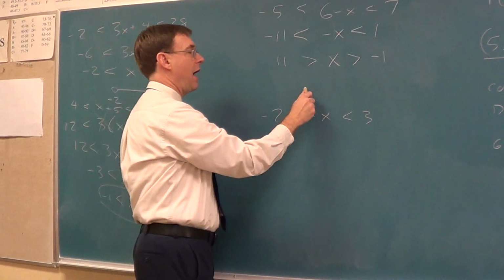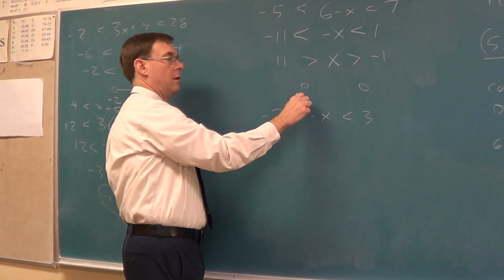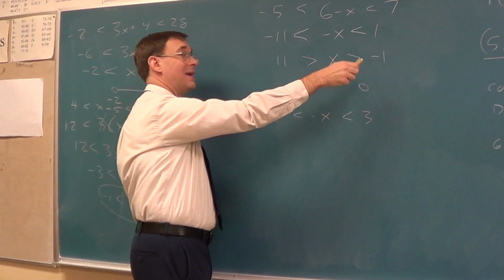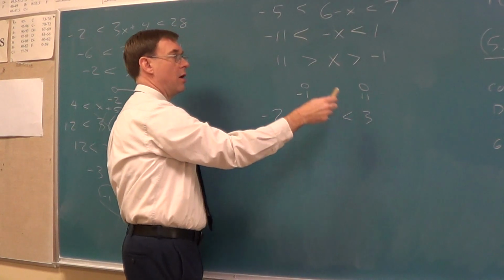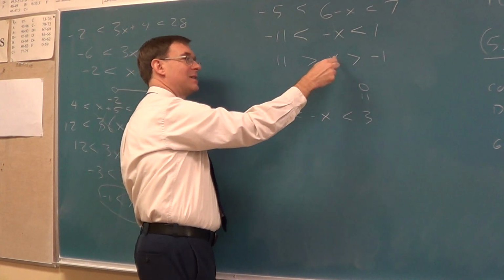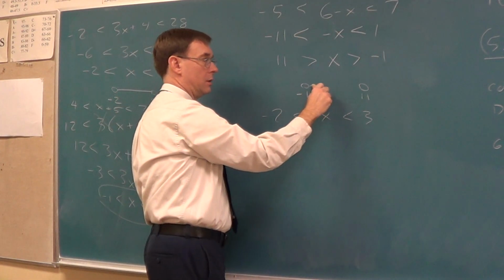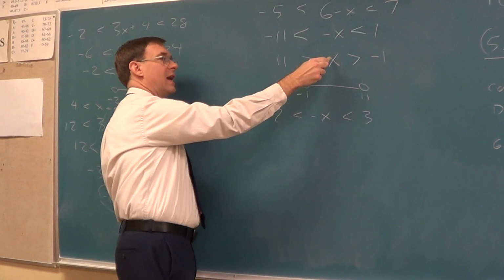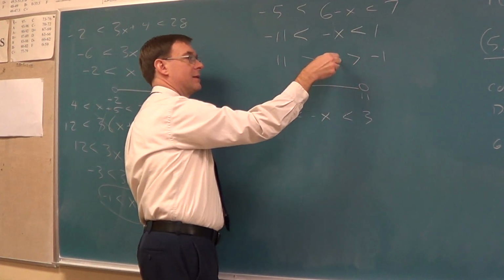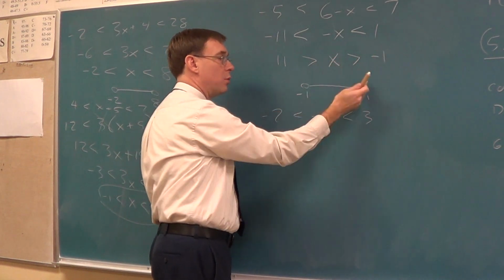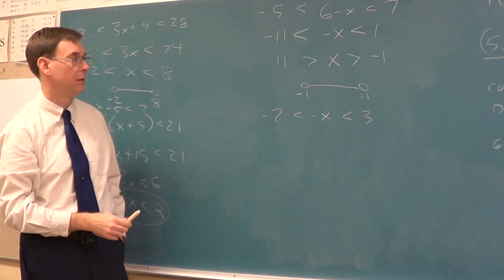If I wanted to do a graph, who would go over here? -1 because it's smaller. 11 because it's bigger. This is still telling you that x is in between those numbers, and I'd still connect the dots. This is saying x is under 11, so we're keeping under 11. This is saying x is more than -1, we're staying to the right of the -1. That's still the same kind of graph that we did.